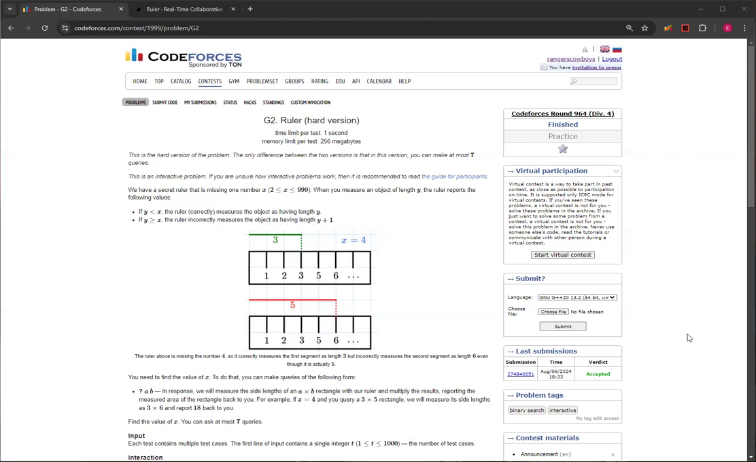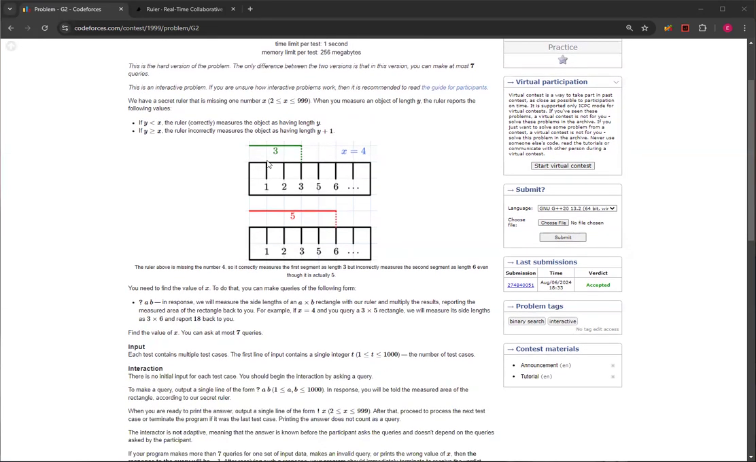So, we have a secret ruler that's missing one number x. And then when you measure an object of length y, the ruler reports the following values. If y is less than x, the ruler correctly measures the object as having length y. If y is greater than or equal to x, the ruler incorrectly measures the object as having length y plus 1. So for example, if we take a look at this image, it's missing the number 4. So if y is equal to 3, then it measures it correctly because this number is 3. But if y equals 5, then it measures it as 6 because the 4 is missing. And if you notice, there's always 1 missing. So if it's wrong, it's going to be off by 1.